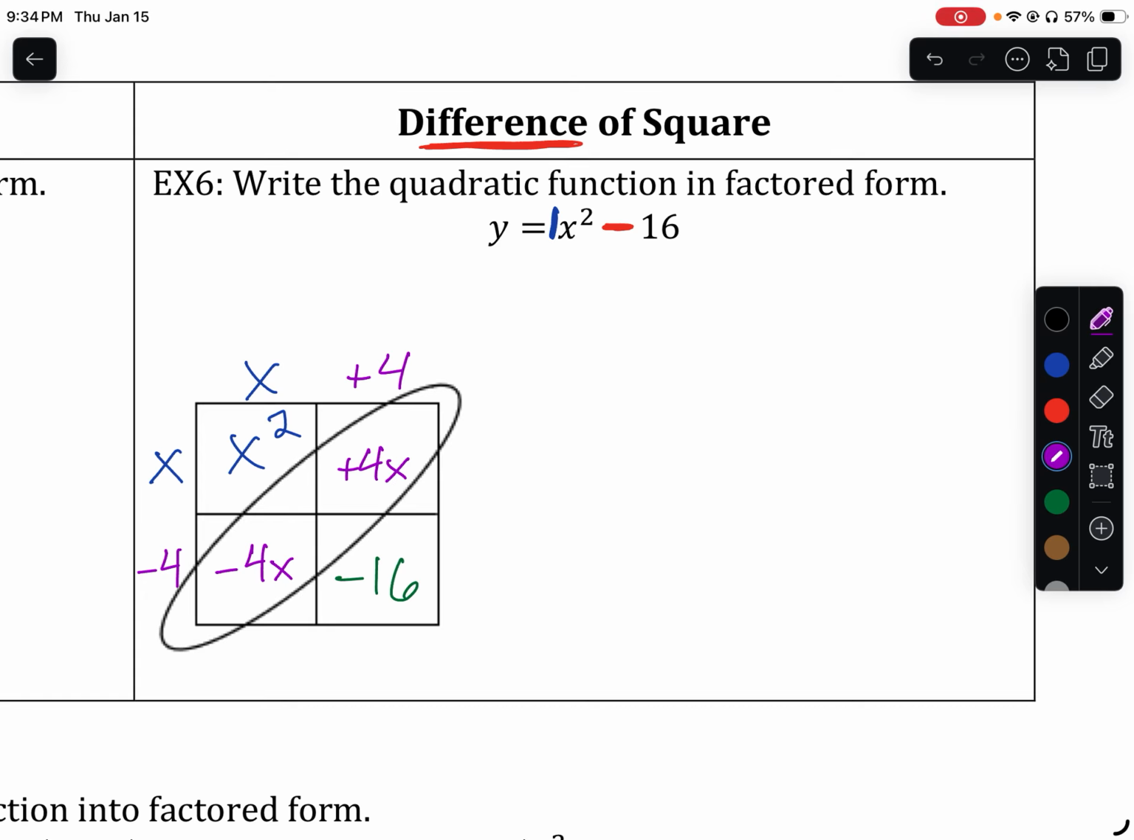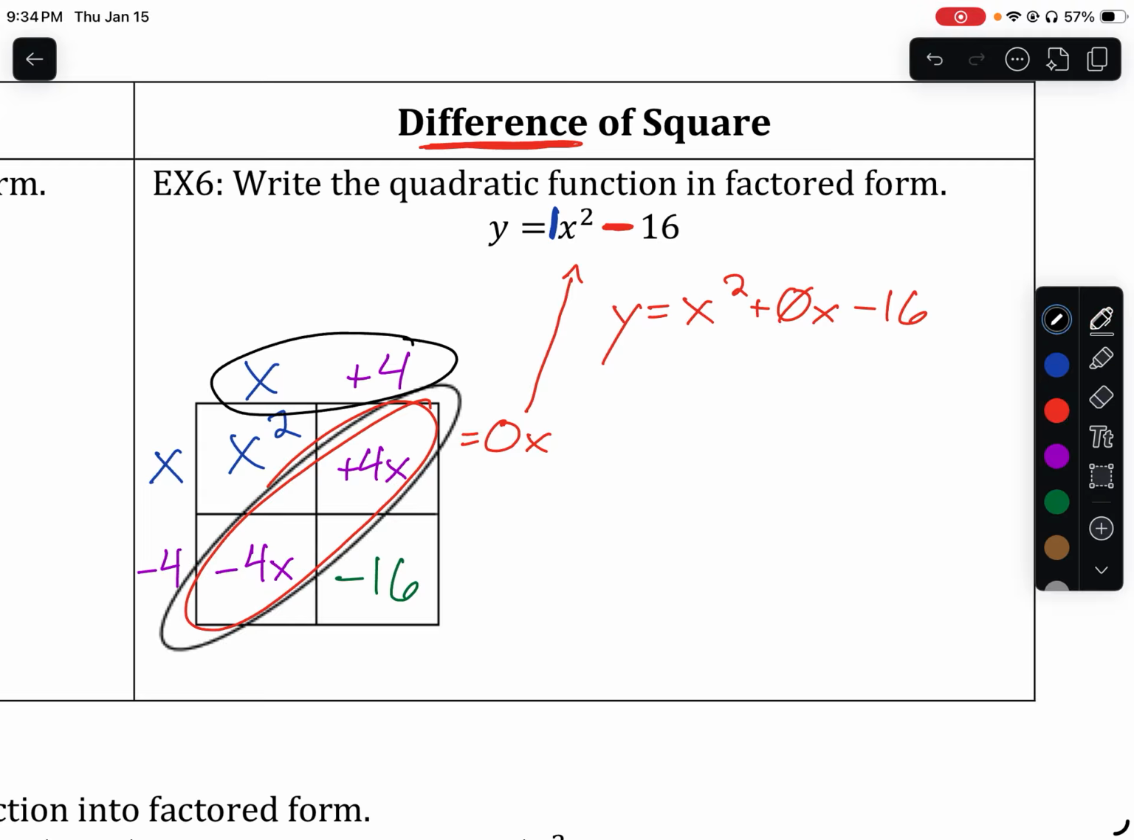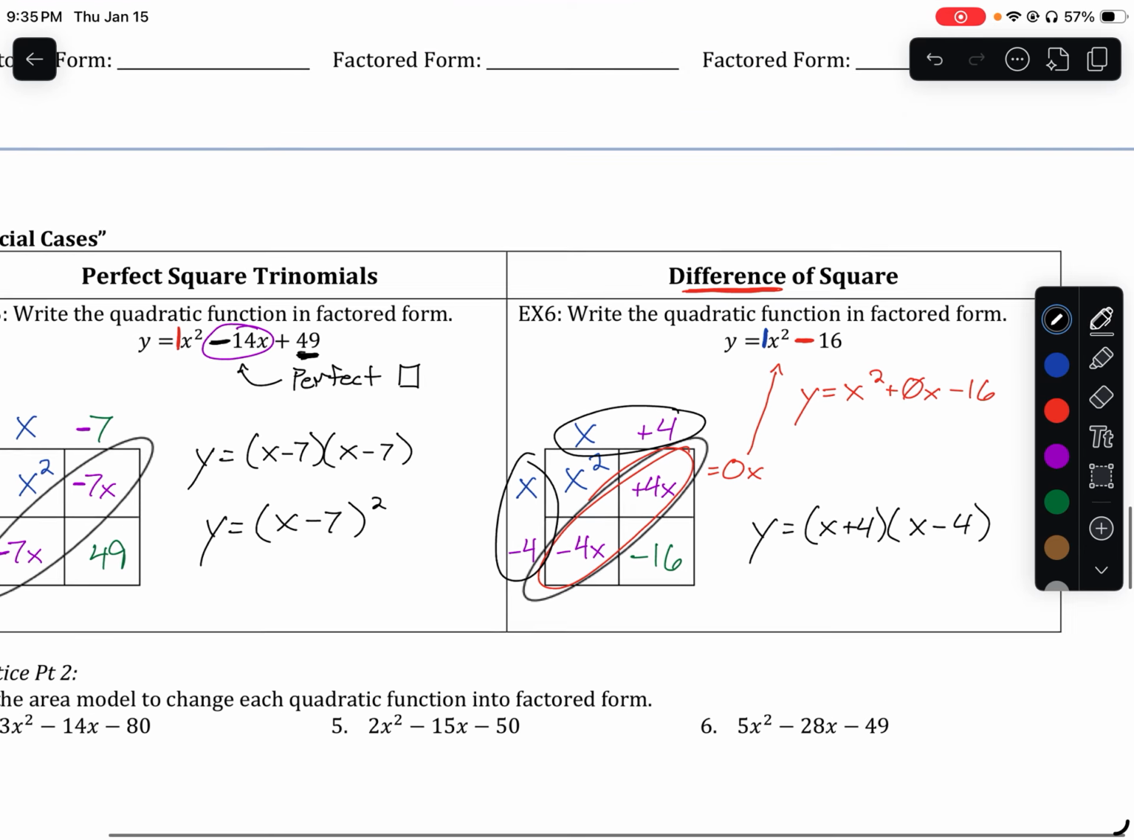Now, when I add these together, that gives me 0x. So that's why we don't see that b term if we think about it as standard form, right? It'd be goofy if I wrote this as x squared plus 0x minus 16. Like, why would we even include that 0x? But when I write it as factored form, I still have my side lengths of x plus 4 and x minus 4. So those ones are pretty quick when we're talking about difference of squares.